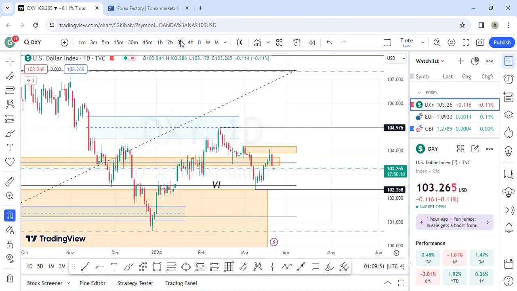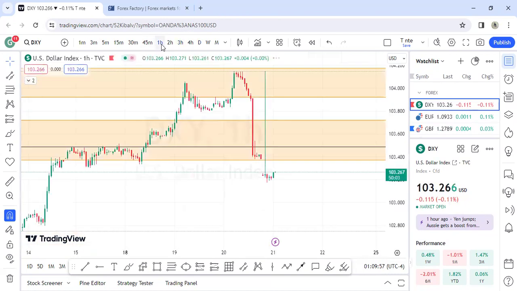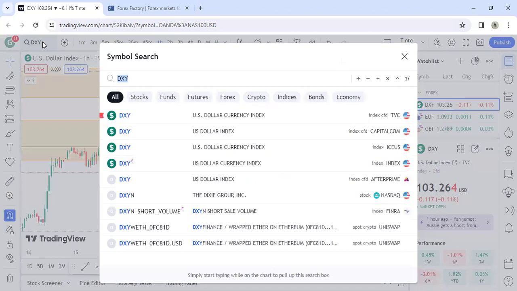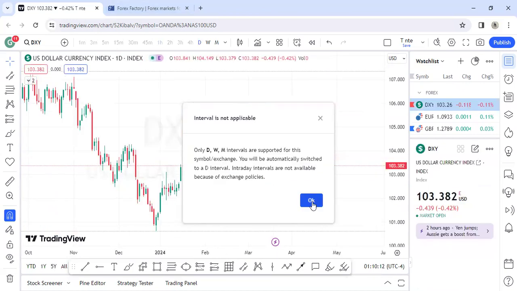I'm going to the 2 or 3 hour chart. We can see what the news did. It was crazy. FOMC was really crazy, man. Look at this big gap. Let me check DXY on another feed. Let's see if it's the same thing.